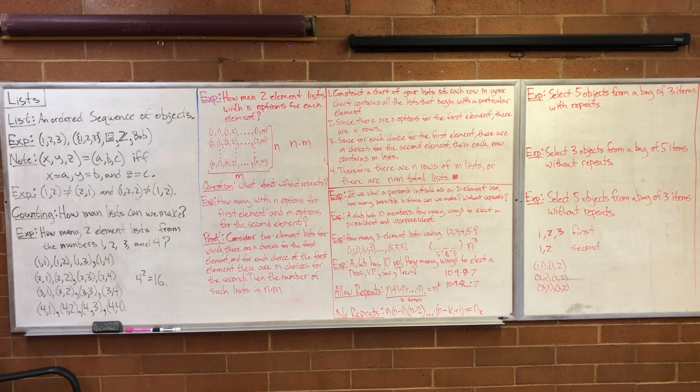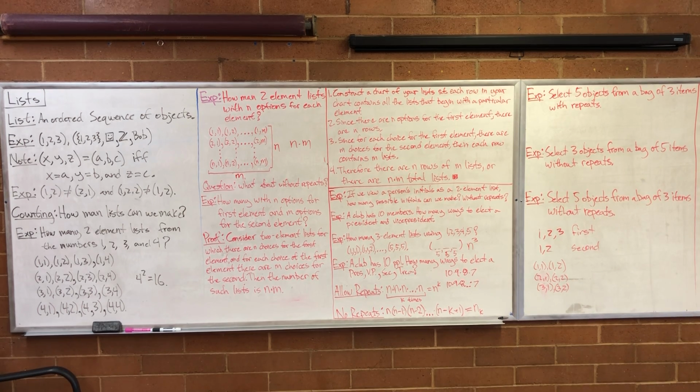How many options do I have for this one? 3. I have 3 options for this one: red, blue, or green. How many options do I have for this one? 3. So for each of those 3 options, I have 3 options. For each of those 9 options, I have 3 options, and so on, which is equal to 3 to the 5.